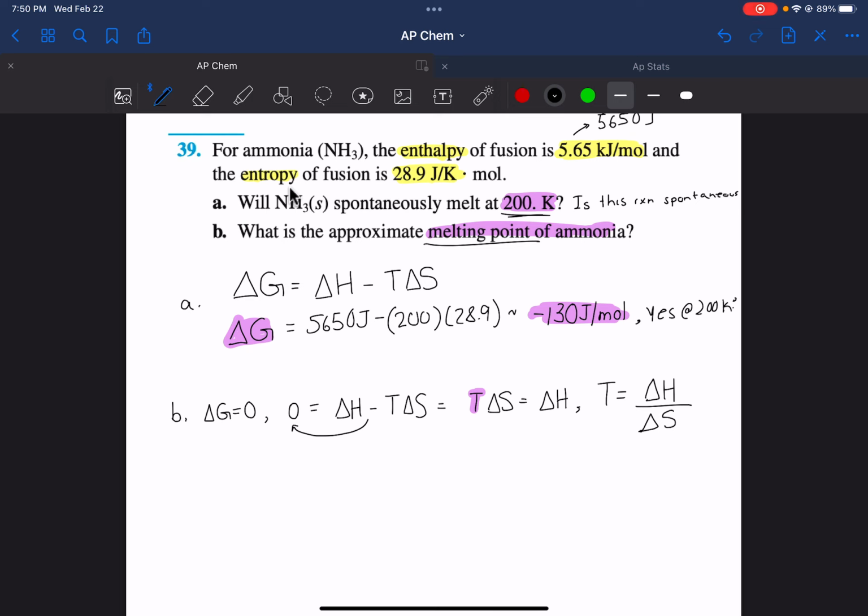So don't let these problems scare you, when in reality they're way easier than they need to be. They just like to complicate them with the words. This is a pretty straightforward question. 5,650 joules per mole, and I'm putting the units purposely here, over 28.9 joules per Kelvin times mole, which is equal to 196. My joules cancel out, my moles cancel out, and I'm left with 196. The Kelvin, I bring it right there. And that is how you solve this problem.